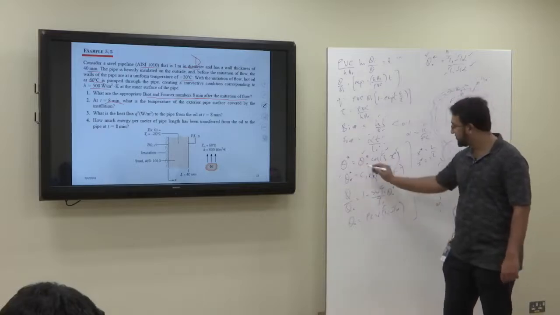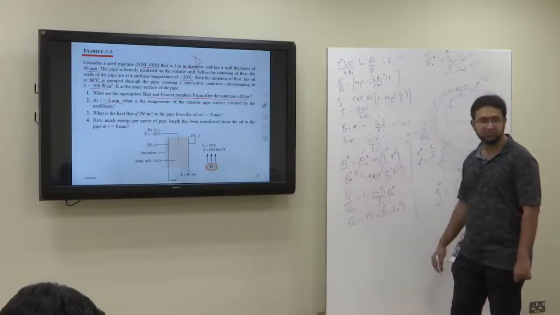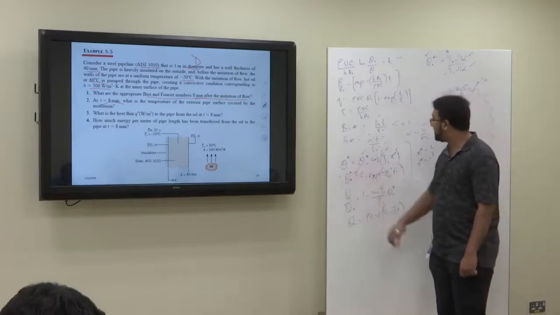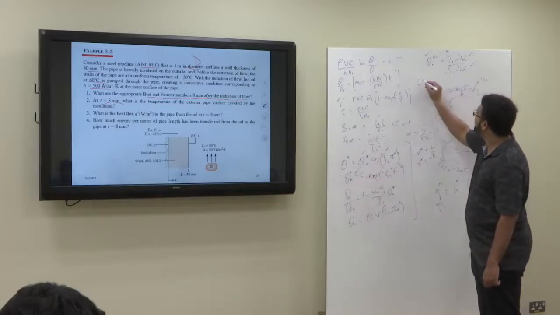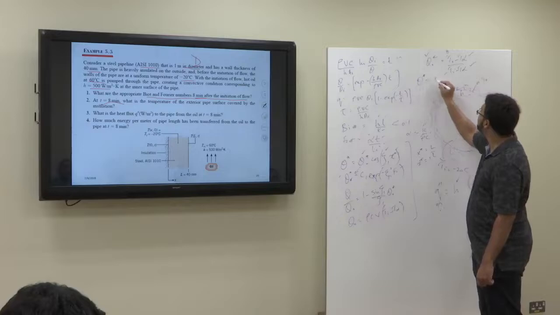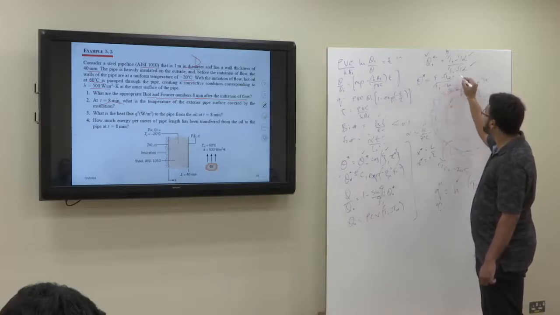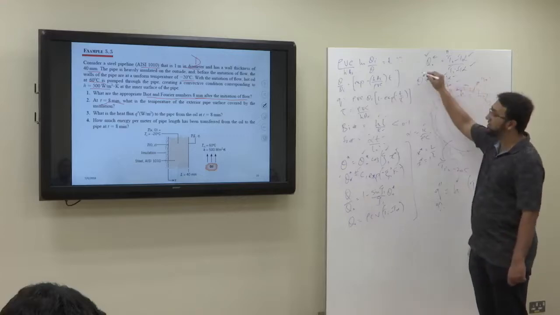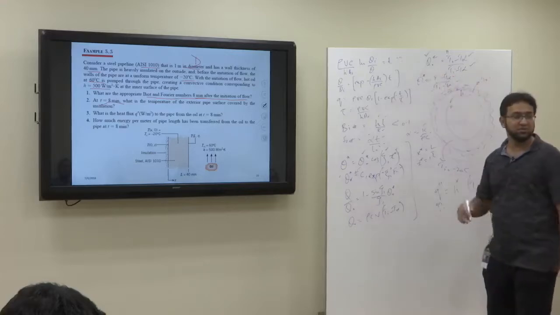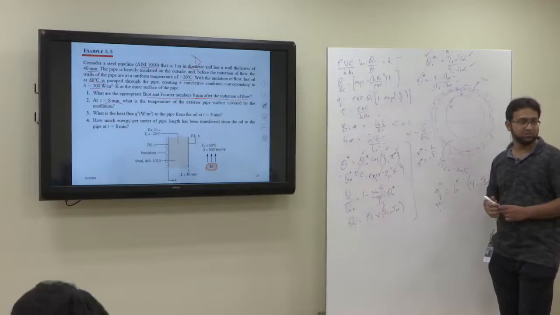Okay, this is the same here. Now once we know theta star, we can find theta, because theta star is basically (T minus T infinity) upon (Ti minus T infinity). So we know T infinity, we know Ti, we know theta star, so we can find T. Is it clear?